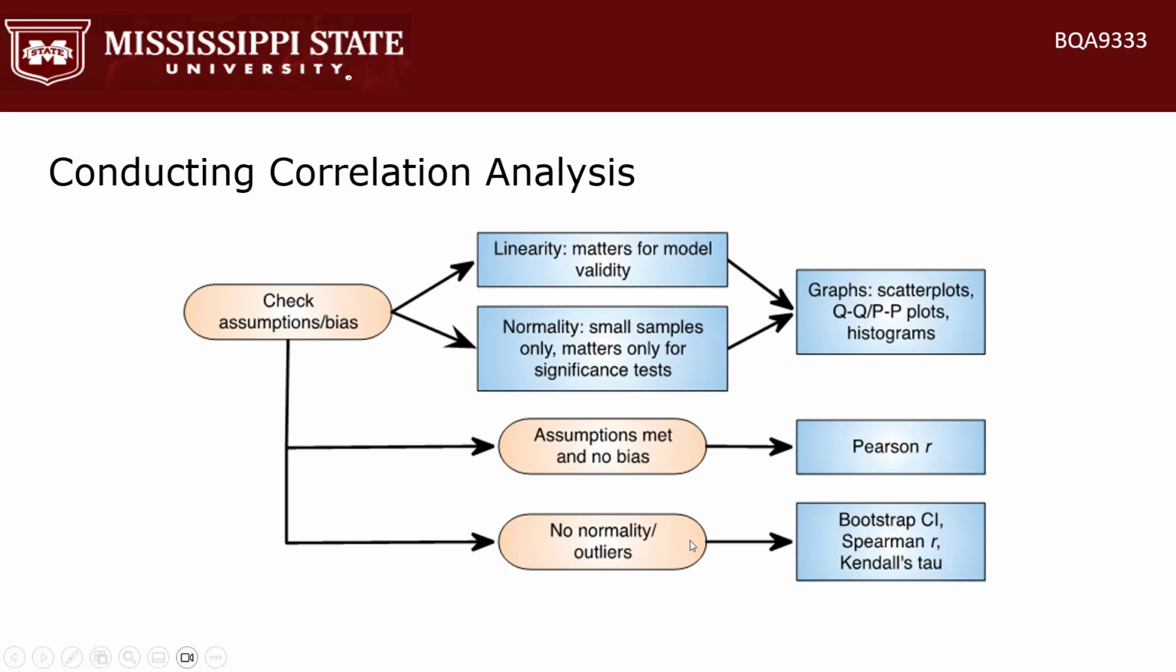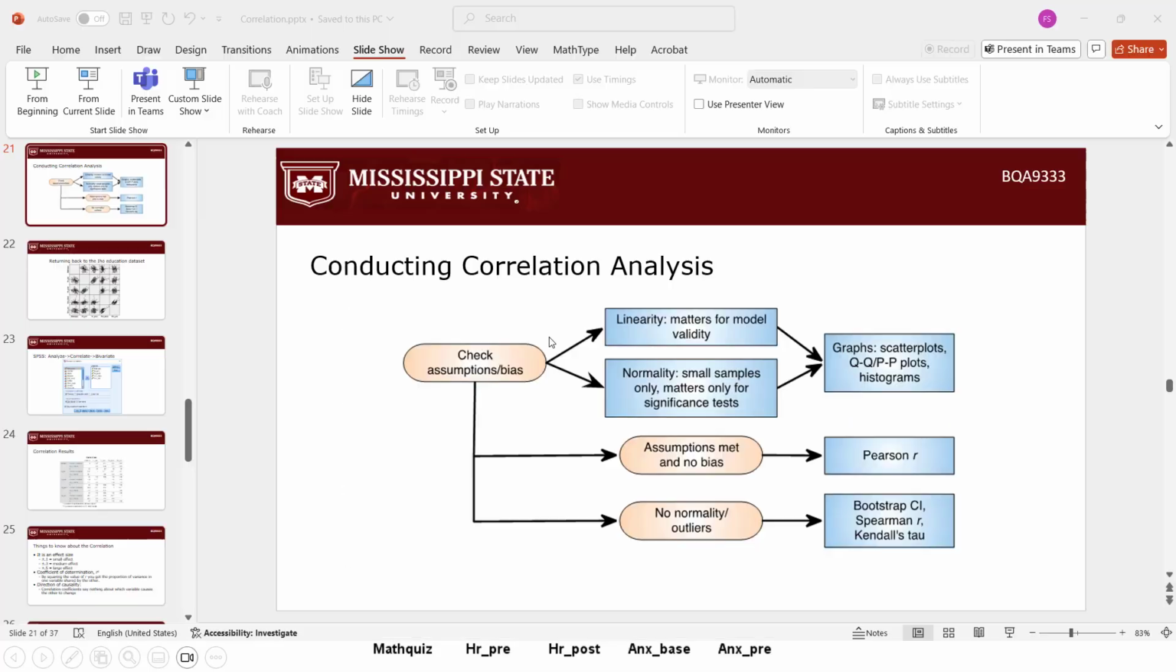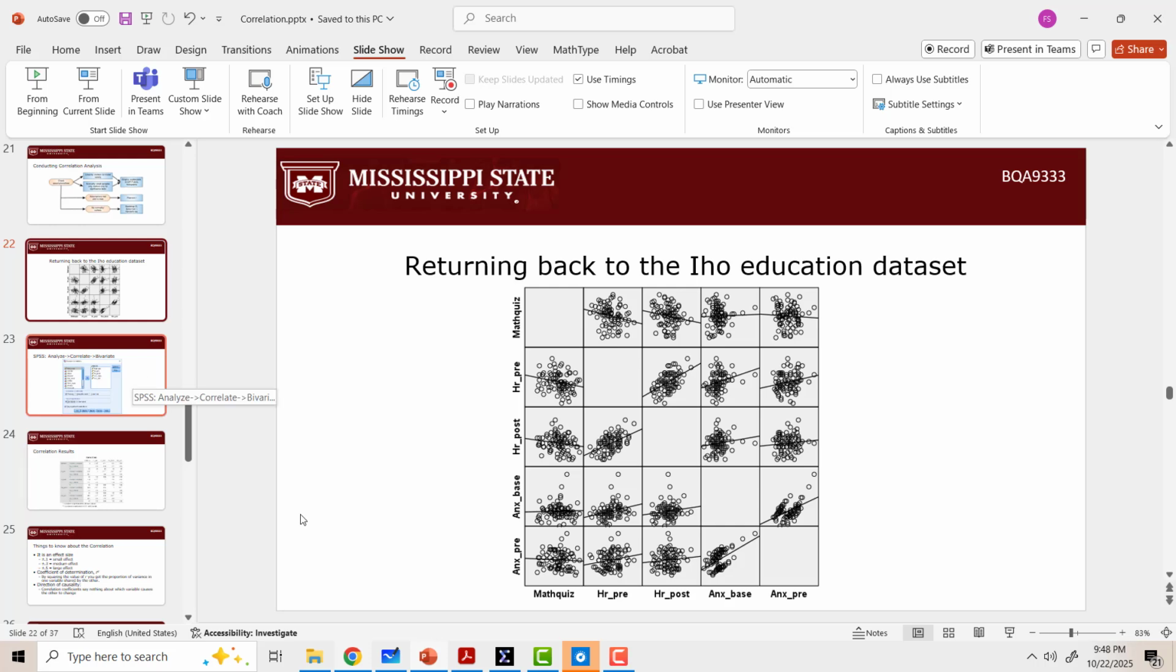Now, if we don't have normality, we potentially have outliers, we maybe have categorical ordinal data, then we have specific methods, the Spearman's correlation and the Kendall's tau. We could also do what we call robust statistics and bootstrapping, but that's a little bit beyond this simple course. Okay, so let's go to SPSS.